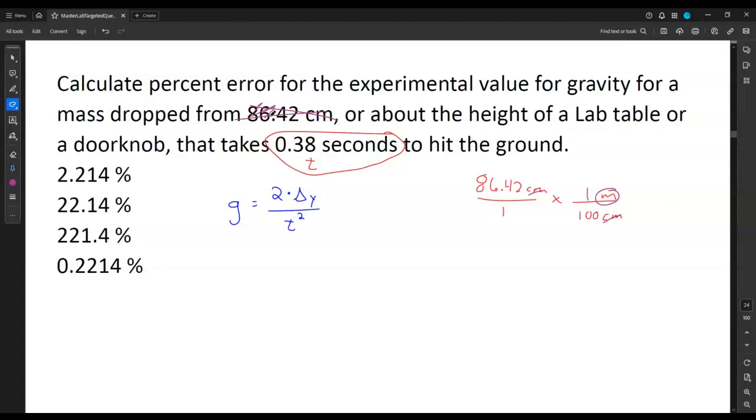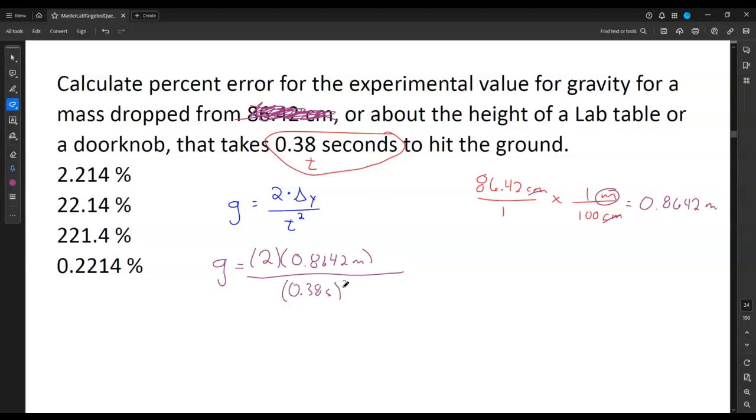So I'm going to go back and destroy the evidence, and I'm going to plug in the old number accidentally. And this is going to turn into 0.8642 meters. Okay, and then from here I actually have everything I need to plug in. So gravity, from this experimental group, we've got 2, which is just part of the formula. The change in y position, which is the distance in meters that this was dropped. And then over the time squared, which is given to us.